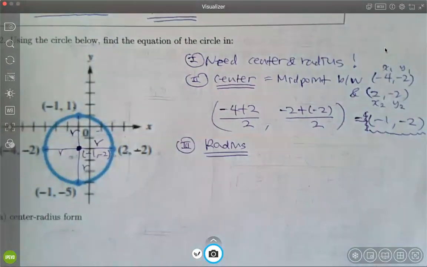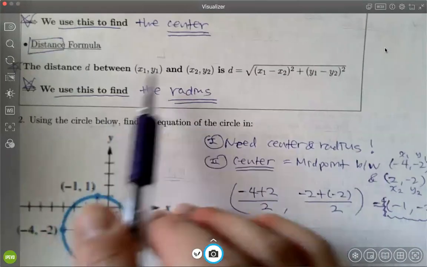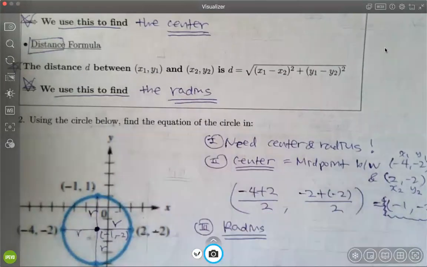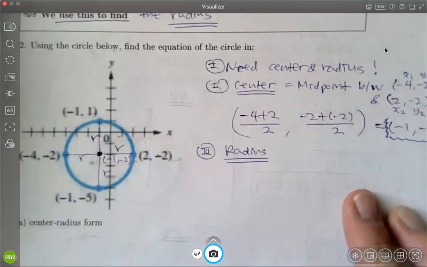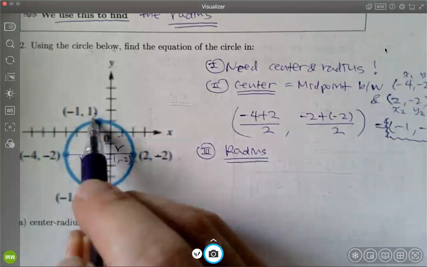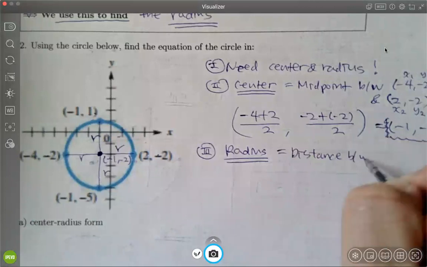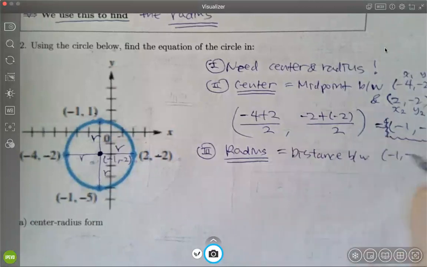To find the radius, we use the distance formula, right? And it's the distance between some 2 points. So the radius is the distance between which 2 points? The center and one of the outside points. So the center and either of these 4 points, right? So this is the distance between the center, -1, -2, and which outside point do you want to choose? 2, -2, okay.